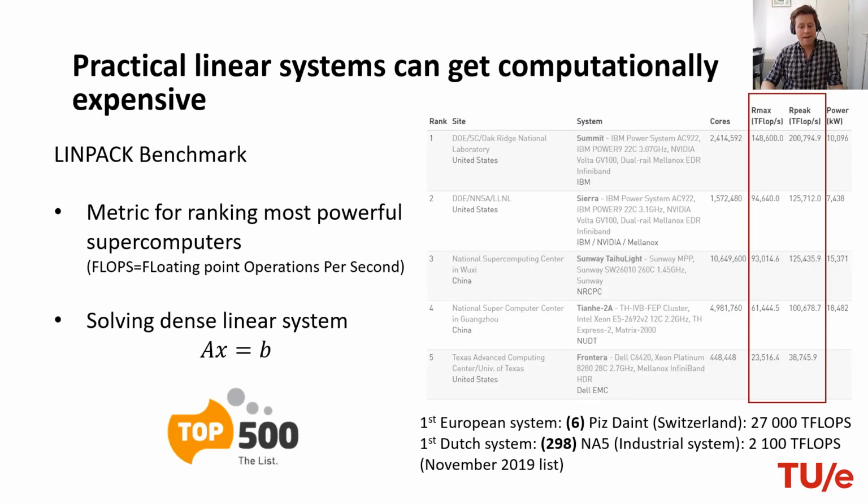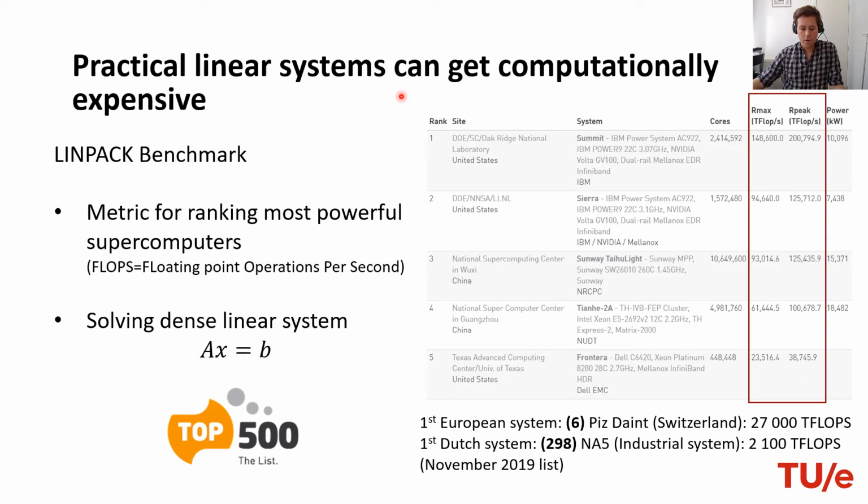Also, practical linear systems can get extremely computationally expensive, and actually they can get so expensive to solve that they are used in the LINPACK benchmark. And the LINPACK benchmark is actually the benchmark that is used to compile the top 500 of most powerful supercomputing systems around the globe.